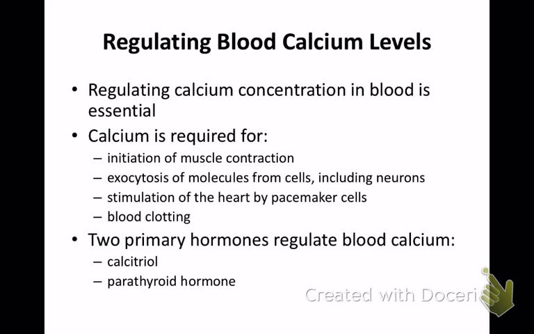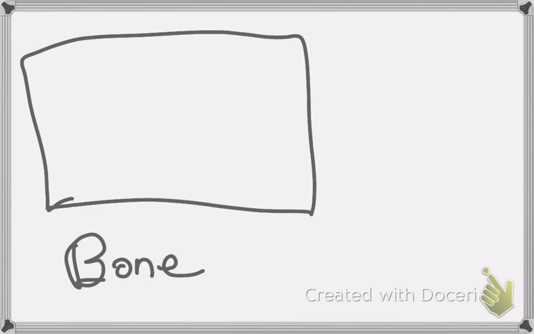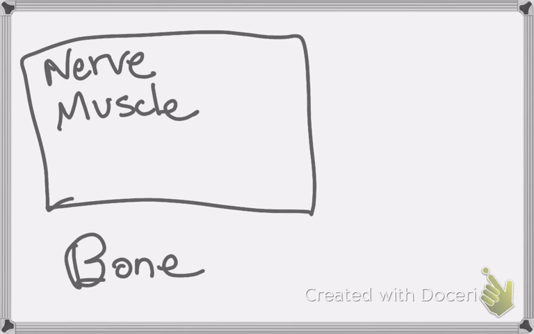We're going to regulate not bone growth. We're going to regulate blood calcium levels. Now, let's all be reminded, what are the 4 things in my body that need calcium? Is bone at the top of the list? It's at the bottom of the list. What's above it? Not necessarily in any specific order. Nerve cells, muscle cells, and blood.